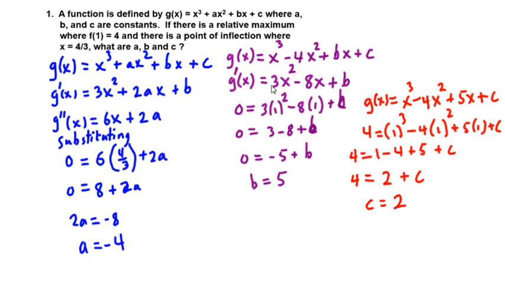And just to summarize, if we wrote the equation totally solved for, we'd have g of x is equal to x cubed minus 4x squared plus 5x plus 2. And then if we differentiated this and went through the process, we would find our critical number here at x equals 1. We would find our point of inflection at x equals 4 over 3.